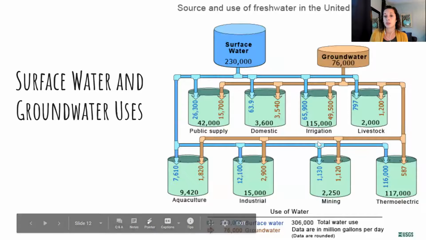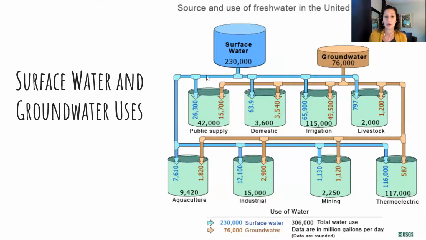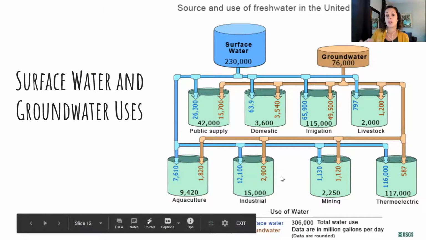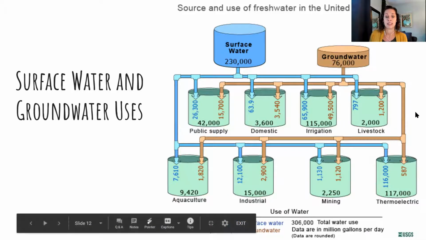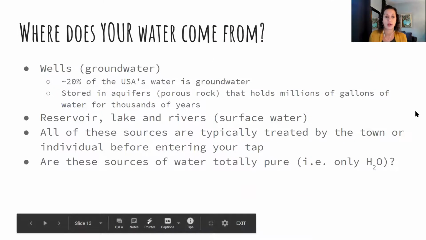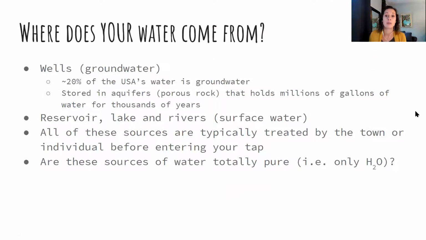So our water comes from either surface water or groundwater. Surface water, you follow the blue here, can go to public water supply, domestic use, that'd be your home, irrigation, and livestock. It can also go into aquaculture, industrial, mining, and thermoelectric. Groundwater can be used for a lot of the same things. And you notice the amounts that are listed here are showing you which one is more common or more used for that purpose. And this is for the United States. So where does your water come from? Well, if you have a well, your water comes from groundwater.